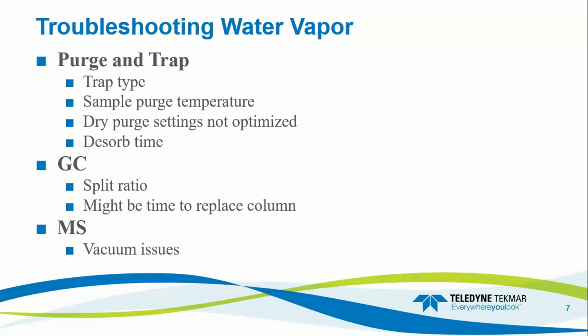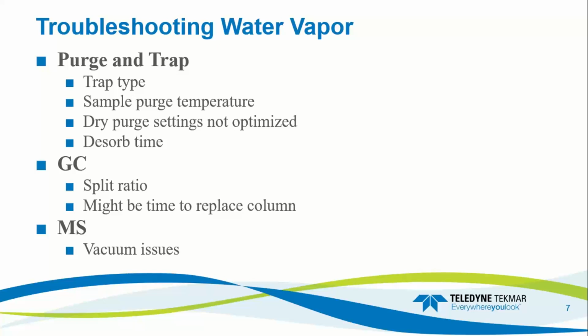So how do we deal with this water? On the purge and trap side, we can look into things like what kind of trap we're using, and is it the correct trap for the method? Sample purge temperatures: are we purging the sample at a higher temperature to drive the VOCs out of the solution better? There are trade-offs to this though regarding adding additional moisture.